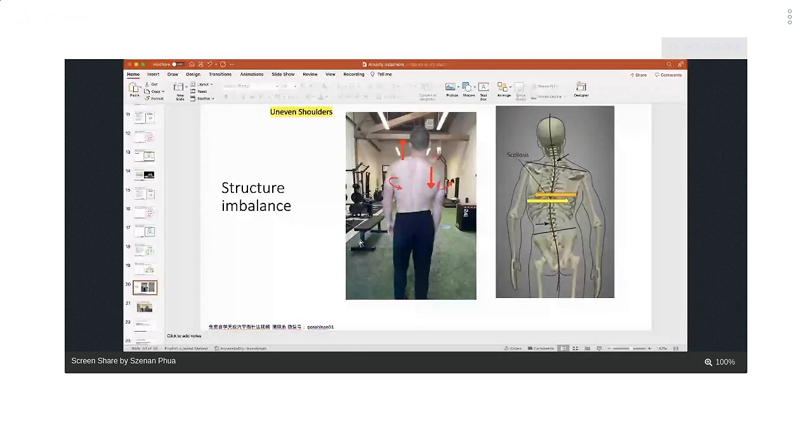Okay, one more thing. The structural imbalance. The structural imbalance is very important in the case. Does structural imbalance cause organ imbalance? This question is for you guys. If you think it does cause organ imbalance, you put yes. If you think no, you reply no.